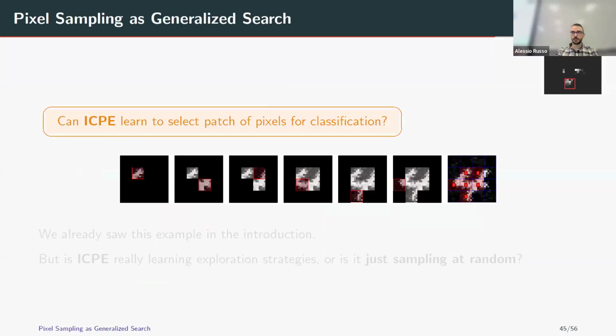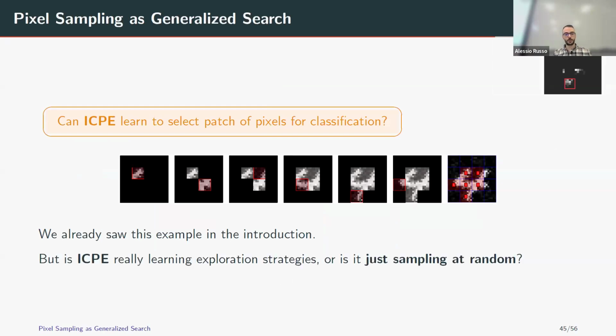Then there was the example I showed you at the beginning, where you have to select pixels, and then you want to stop as soon as you understood what the image is about. But one question you might ask is: is it really adaptive? I mean, is it not enough just to sample the center? Is it really learning an adaptive strategy?